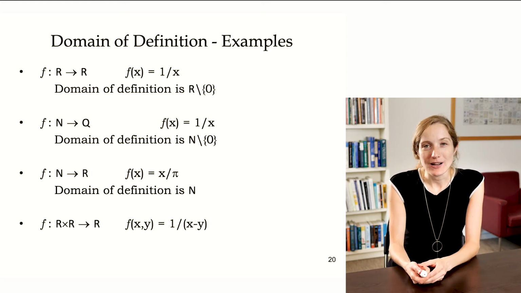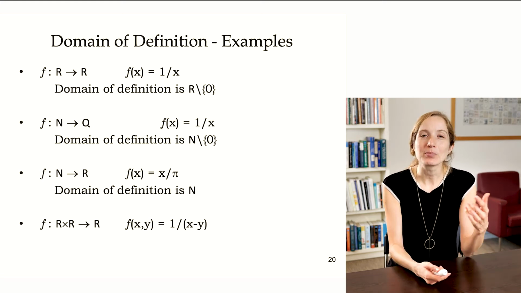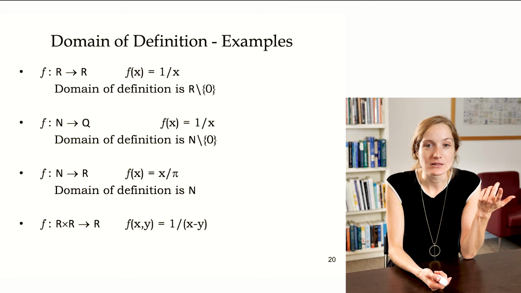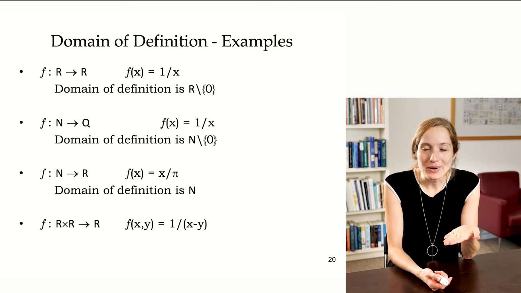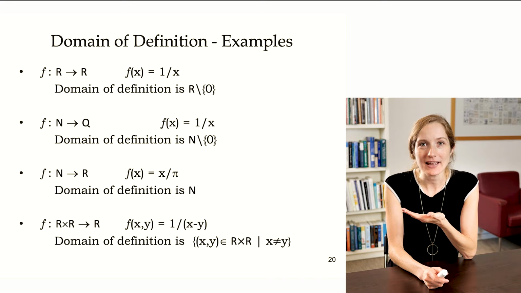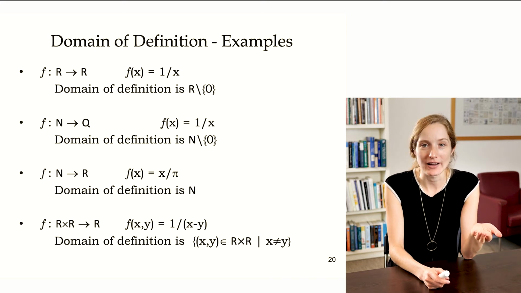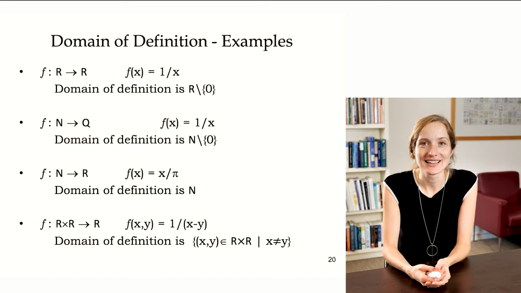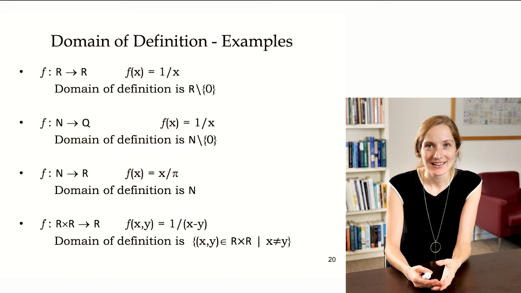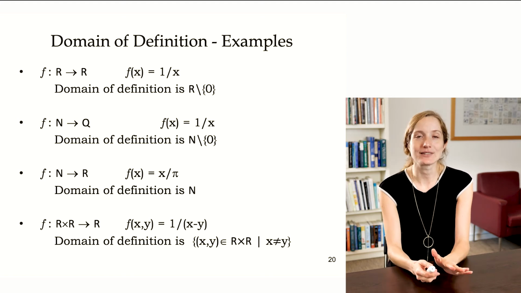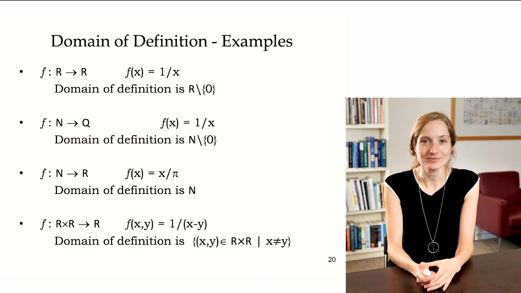Again, watch out because I'm dividing by something. I need to make sure I'm not dividing by 0. Okay, but earlier we were removing a single point when one input was 0. Here, what do I need to do? I need to remove an entire line of all the points where x is equal to y. So this leaves me with the remaining points, where the domain of definition is all the x comma y such that x is not equal to y. In this case, I will avoid division by 0.